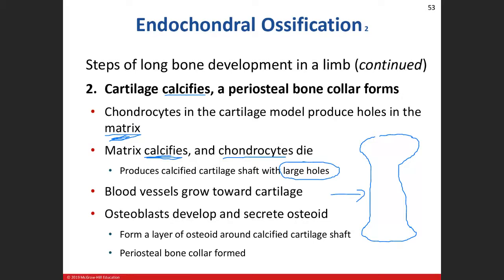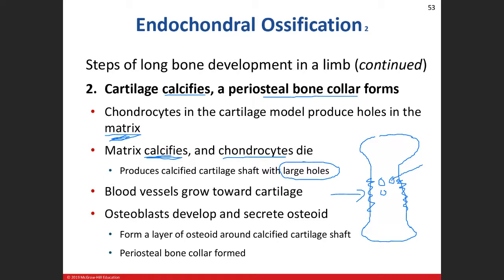So as this process occurs, you're going to start to get what we call the periosteal bone collar. Around the diaphysis, you start to get that calcified matrix all around the whole thing. That's the periosteal bone collar. Now, as we start to grow these big holes, guess what? Blood vessels from the outside find a way in. And when that happens, it's game on.